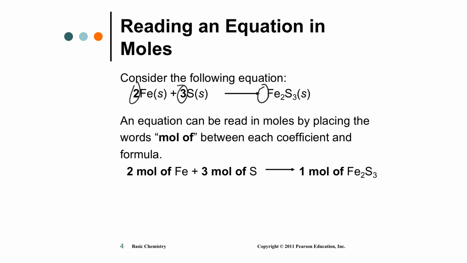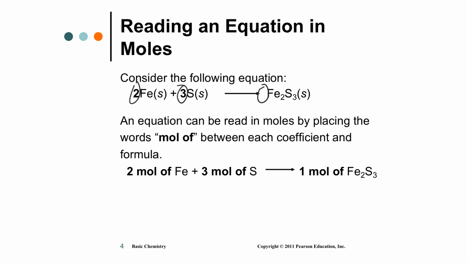sulfide. Okay, so an equation can be read in moles by placing the words "moles of" in front of the coefficient. 2 moles of iron, 3 moles of sulfur. Remember, it's a 2 to 3 relationship. Iron and sulfur combine in a 2 to 3, always. So 2 atoms to 3 atoms, or 2 truckloads to 3 truckloads, or 2 whatever, bathtubs full to 3 bathtubs full, or 2 moles to 3 moles.